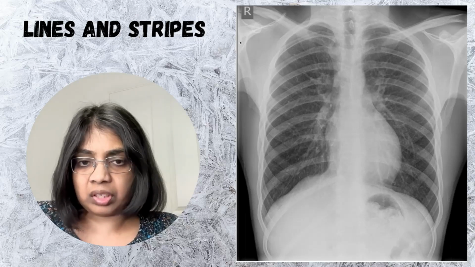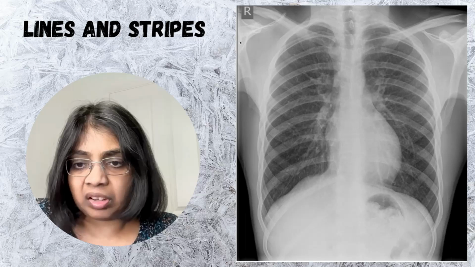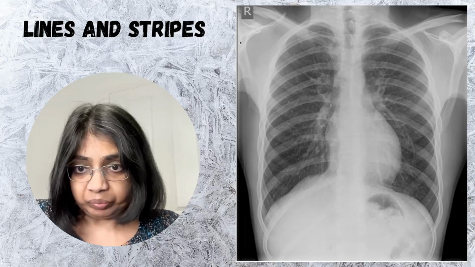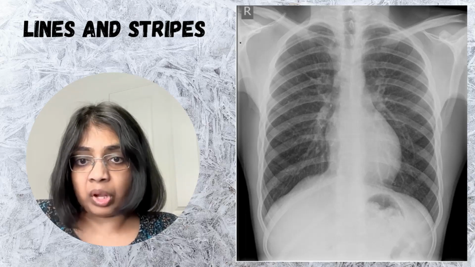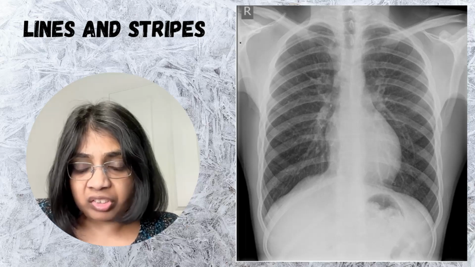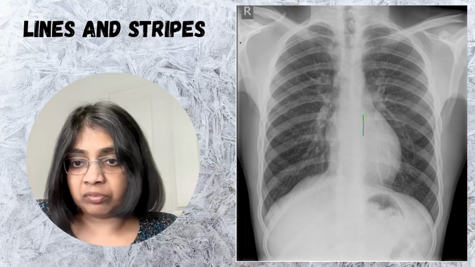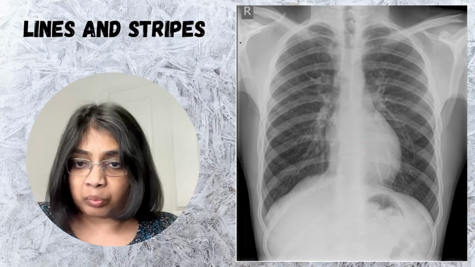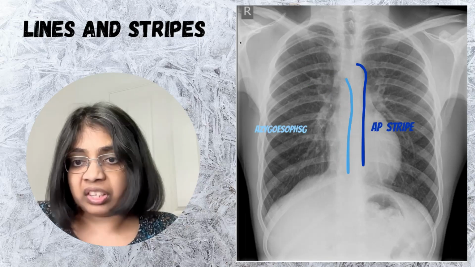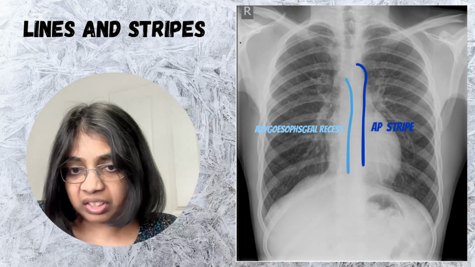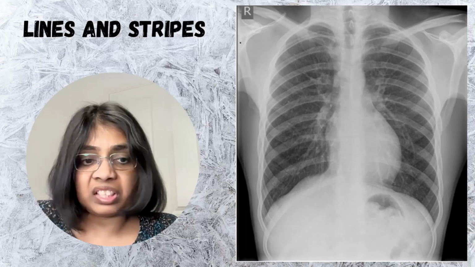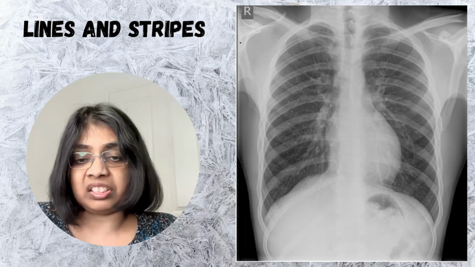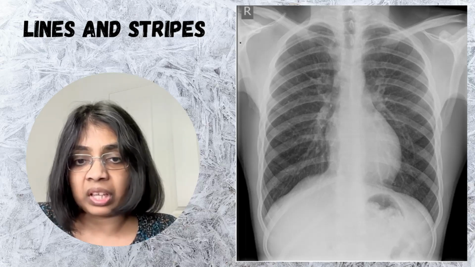Thirdly, we've got another group of lines that is important to recognize on a chest radiograph: lines and stripes where solid structures border air. So you've got the right and left paraspinal lines, the aortopulmonary stripe, and the azygoesophageal recess. Recognizing these is very important because they can be a subtle indication of pathology on chest radiographs.